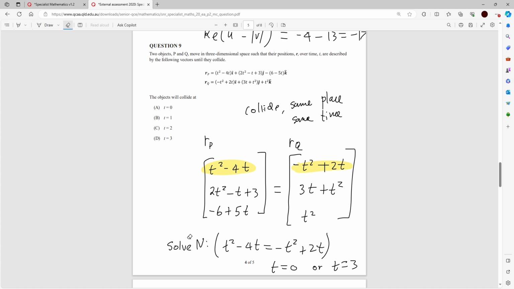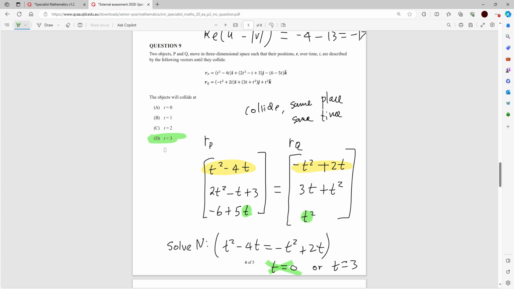Well, crossing paths means same place, same time. And I know if I were to put in t equals 0, the z components won't be the same. If I put in t equals 0 here, I'm just going to get minus 6. But if I put t equals 0 here, I'm going to get 0. And I know negative 6 doesn't equal 0, so they wouldn't be the same place, same time. So I know it doesn't work for this one. So the correct answer is 3, which is D. And that's how we would answer question 9.